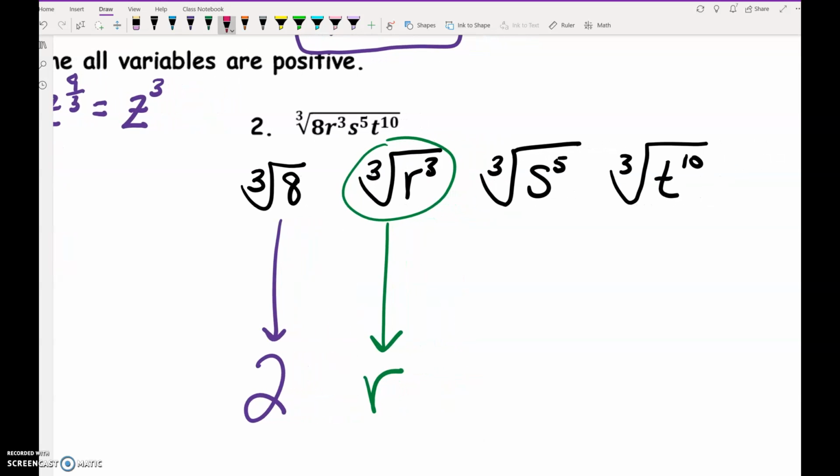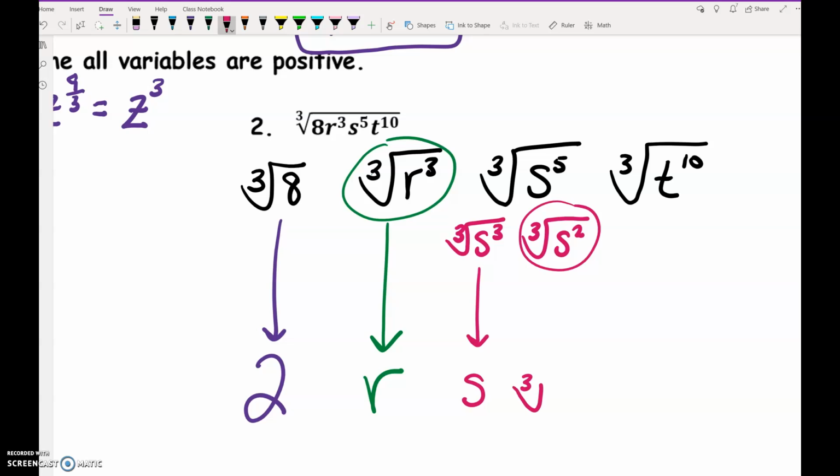Okay. Mathematically speaking, the best way to do the third root of s to the 5th is to split it up into groups of 3. So we've got the third root of s to the third, that's 3 of them. How many s's would we have left? 2 of them. So 3 and 2 makes 5. We've split it up into one group of 3 and a group of 2 that's left over. The third root of s to the third becomes s. And this one, it's not a full group of 3. It doesn't cancel. It's going to stay the third root of s squared.